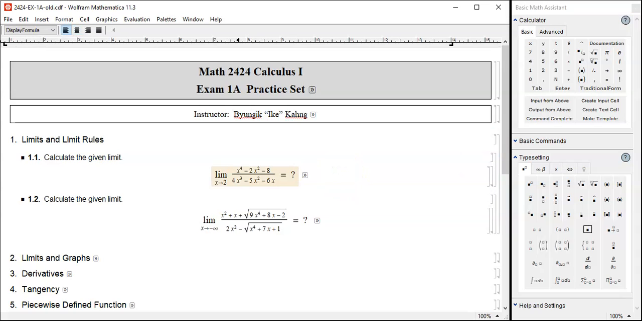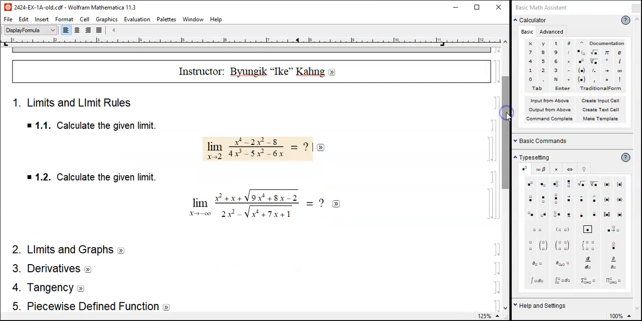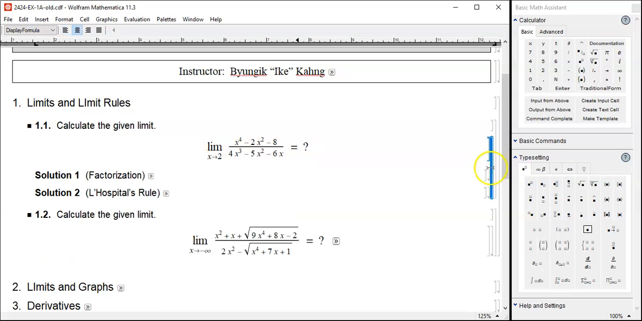This kind of problem is almost certain. We have a 0 over 0 type limit. If you plug in x equals 2, you're going to get 0 over 0. Now, how do you handle this kind of problem? Let's see. We have fractions, so I'd like to have a little bit bigger font. All right. Method number 1 is to factor and cancel out the 0 factor.